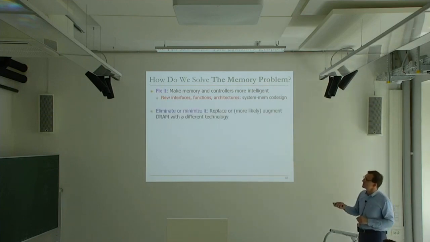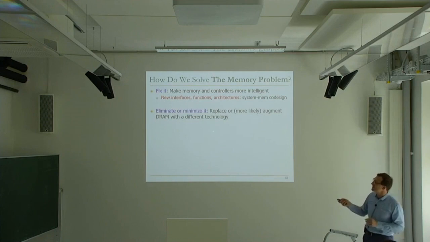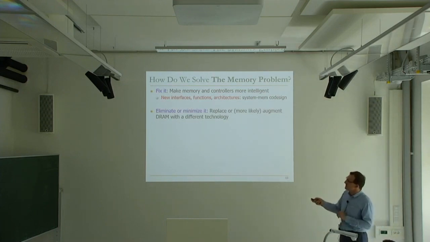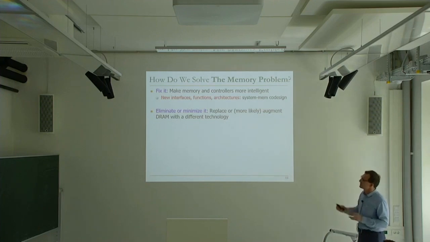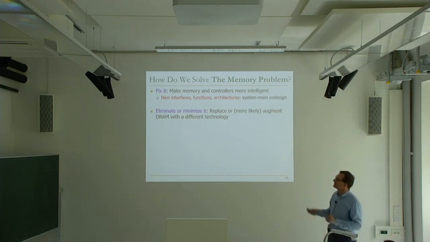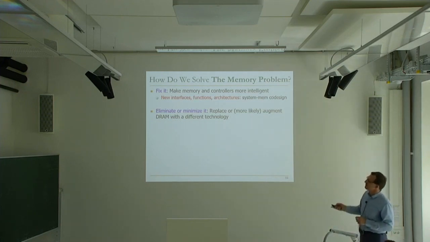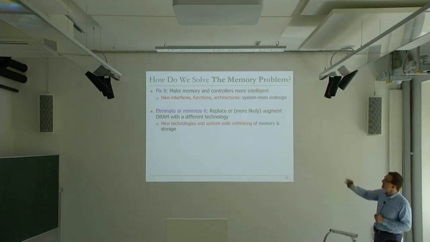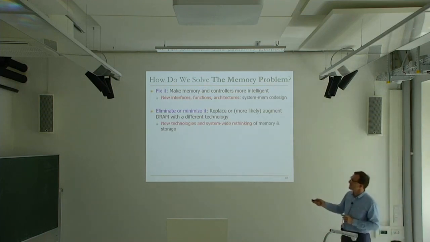The second solution is trying to eliminate or minimize some of these issues. A lot of the issues are caused by DRAM, but that's not the only issue, as you can see. If we can somehow find a great technology that we can replace DRAM with, it'd be great. But unfortunately, it's not easy. But we need to look for new technologies and maybe have a system-wide rethinking of memory and storage. So we're going to talk about this also.